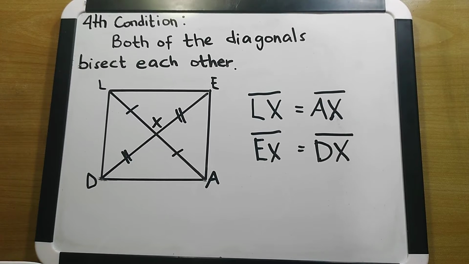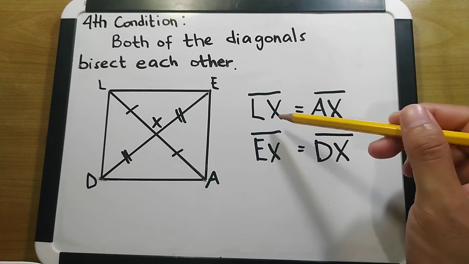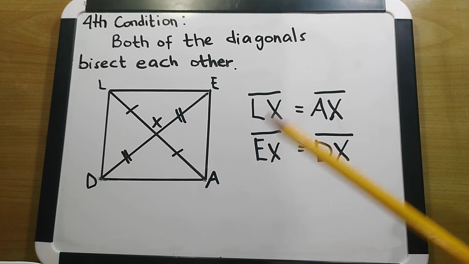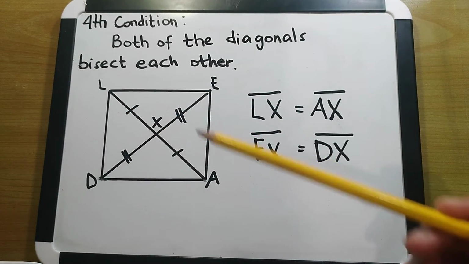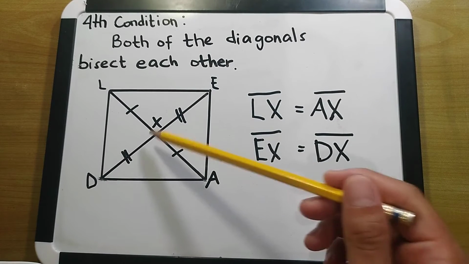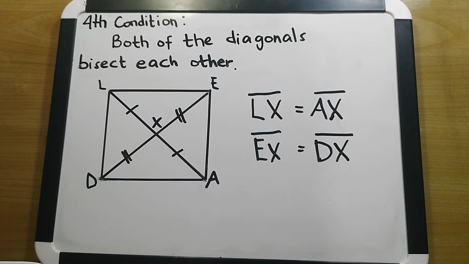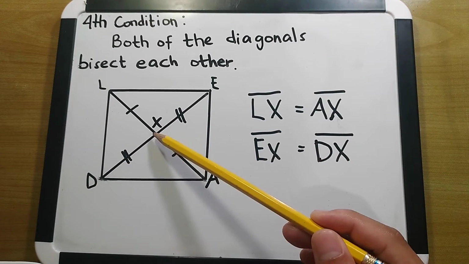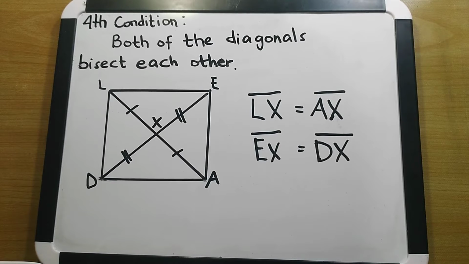For diagonal LA, we have line segment LX and line segment AX. Line segment LX is congruent to line segment AX. For the second pair, we have line segment EX and line segment DX. Line segment EX is congruent to line segment DX. Hence, both of the diagonals bisect each other, and we can conclude that this quadrilateral is a parallelogram.